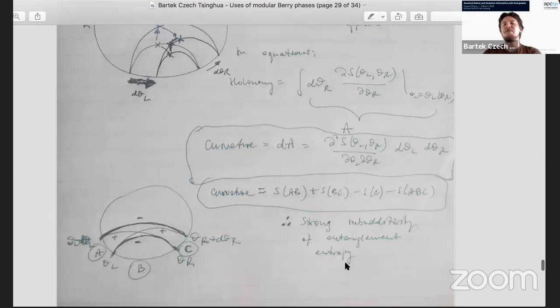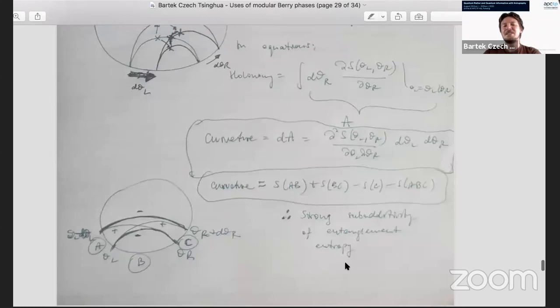And we wouldn't have known about this if Mr. Berry didn't come along and give us this language about curvatures and Berry connections. So here is our first application of modular Berry connection.